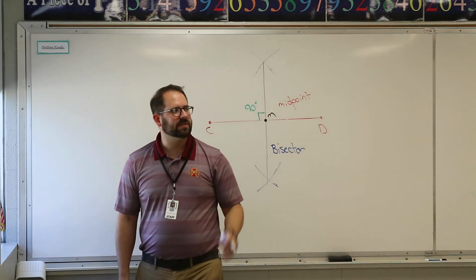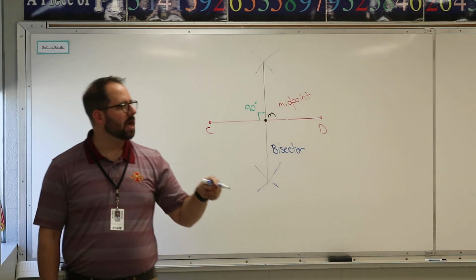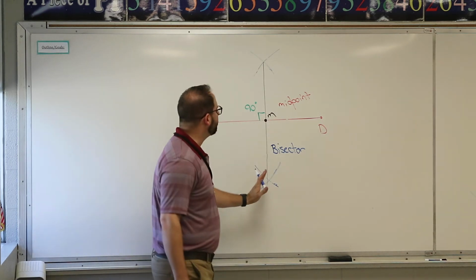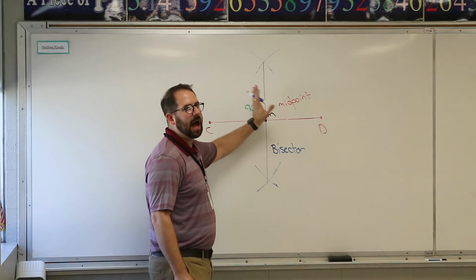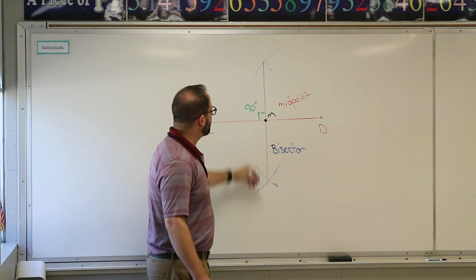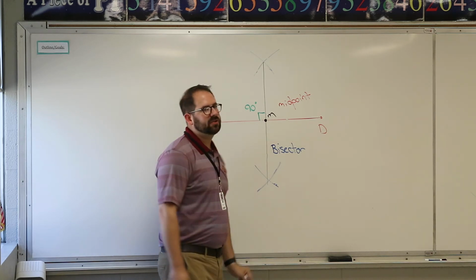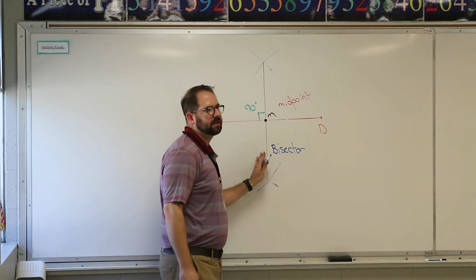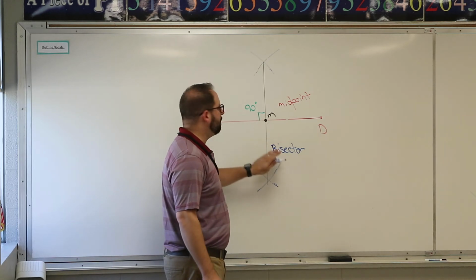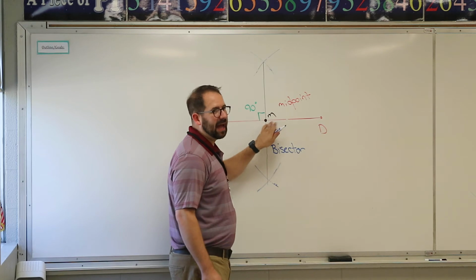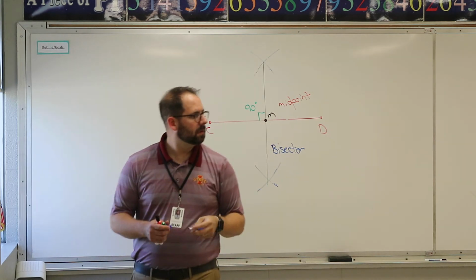A bisector is a physical line. It's an object in geometry. It's a line, ray, segment, or plane, but it passes through the middle of a different object. Do you agree that my bisector passed right through the middle of C to D? Okay, if it passed through the middle, then this line would be a bisector. There's a difference between midpoint and bisector. Bisector is the physical object cutting. The midpoint is the dot at the center. Do we see the difference?